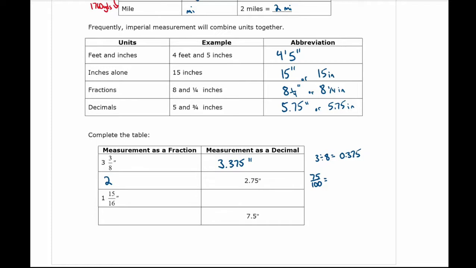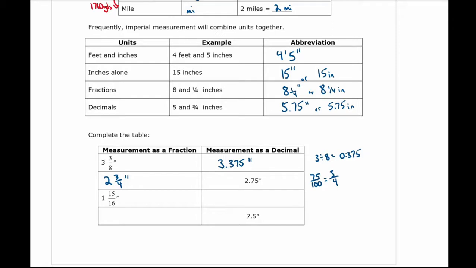We could also then try to reduce this to lowest terms. Basically, if I have 75 out of 100, I can reduce both by 25, or divide both by 25, and I get 3/4. So it's just an equivalent fraction. So I would say I have 2 3/4 of an inch.